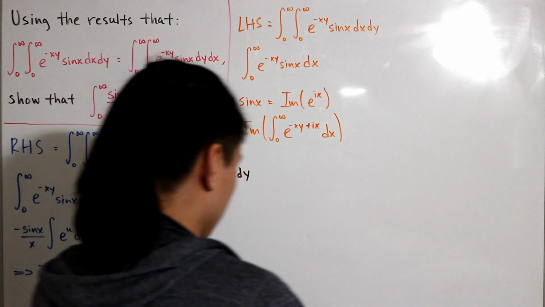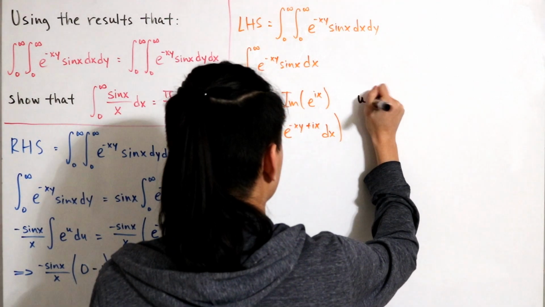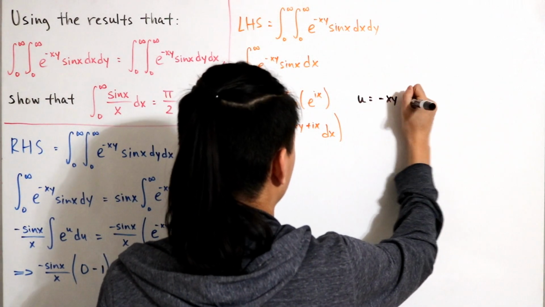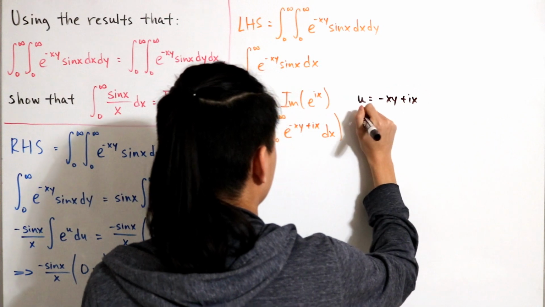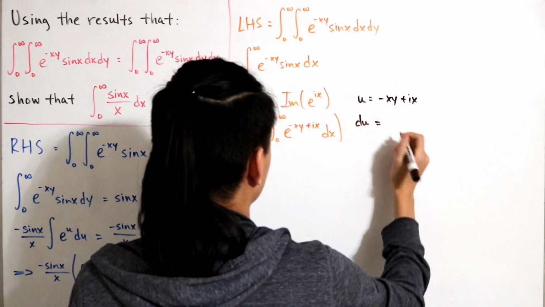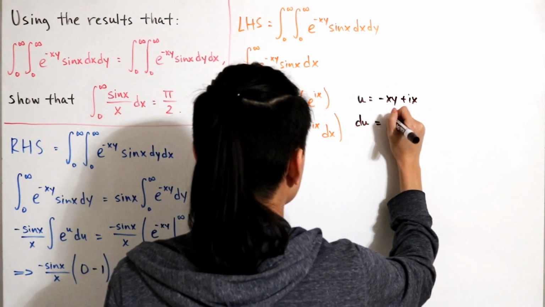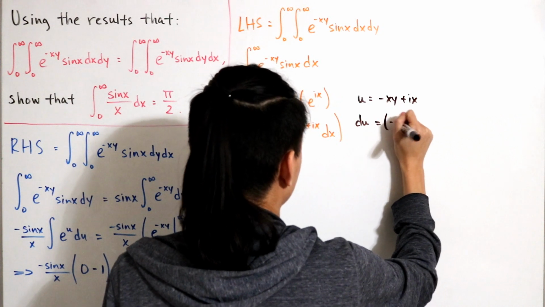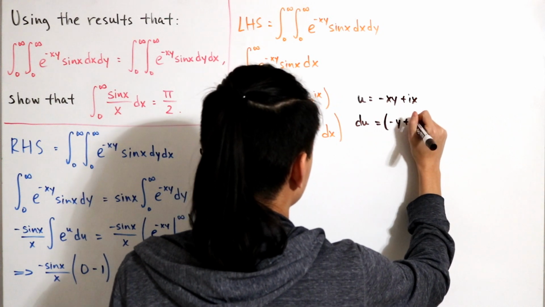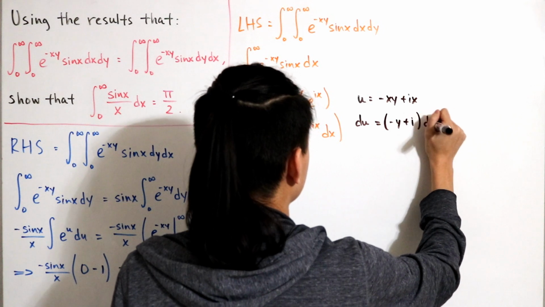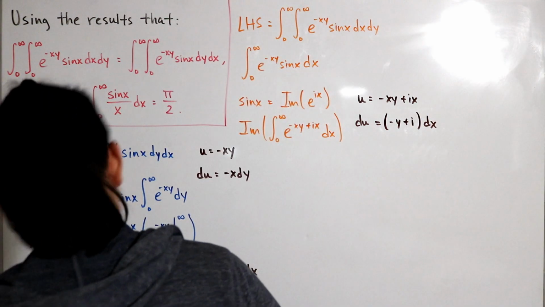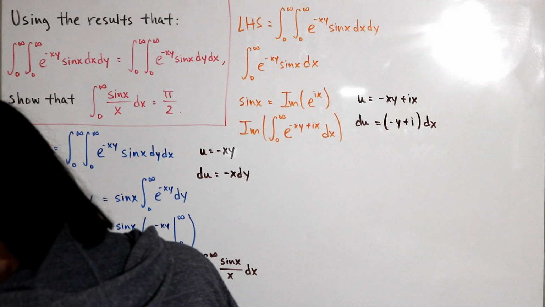So now, in this case, I'll let u equal our exponent. u equals negative x times y, added with ix, then du. Differentiating with respect to x, this will just be negative y, added with i, and then dx. So now we actually just plug in our substitution.